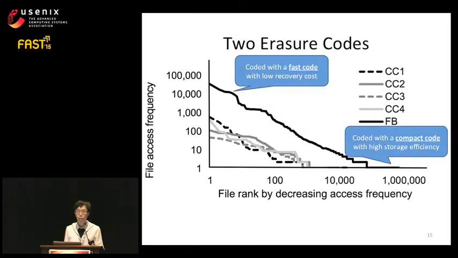So motivated by this access skew, in this work, we propose to use 2 erasure codes instead of 1. We use a fast erasure code to code hot files, which provides low recovery cost. We also use a compact code to code the majority of the cold data, which gives us overall low storage overhead. With the observed access skew, we expect that we can get the best of both codes.